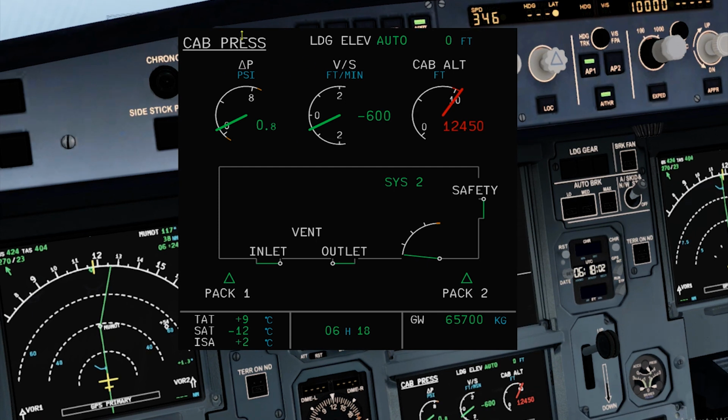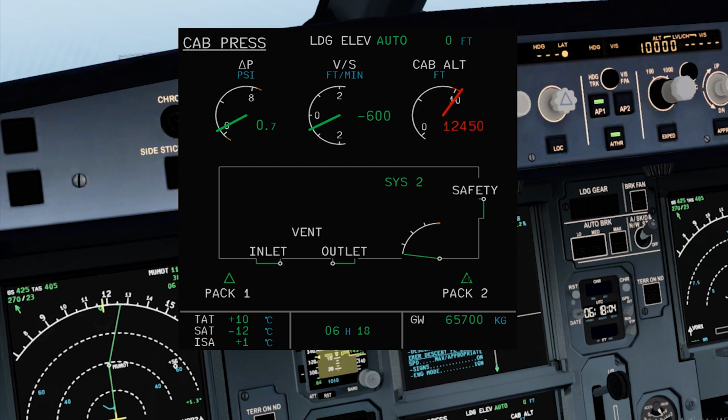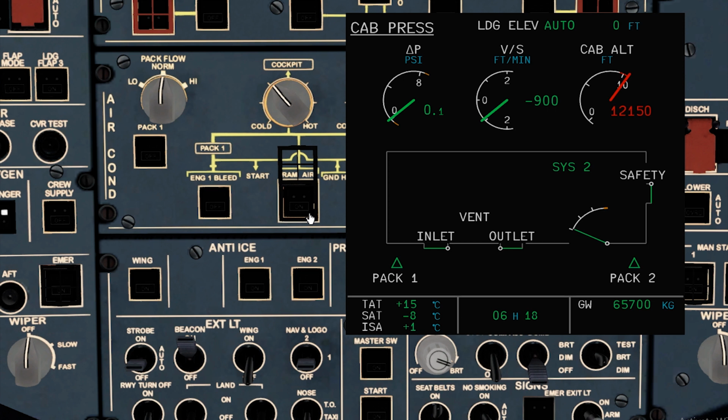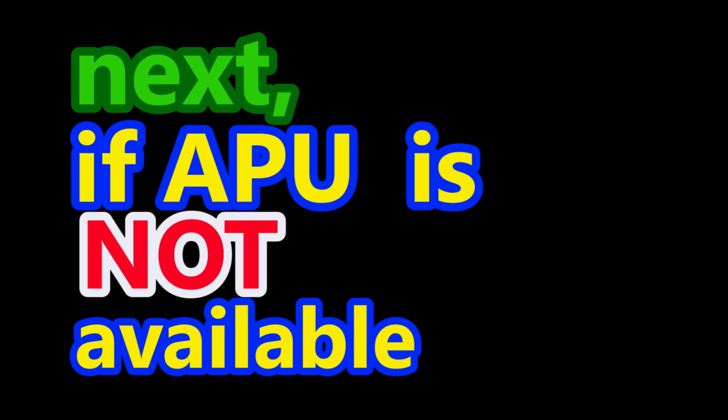Maximum flight level will be then flight level 100 or MEA or MORA because your aircraft cannot be pressurized. When the cabin pressure delta P is less than 1 psi, ram air on to allow fresh air to come in. So we have covered the procedures if APU is available.